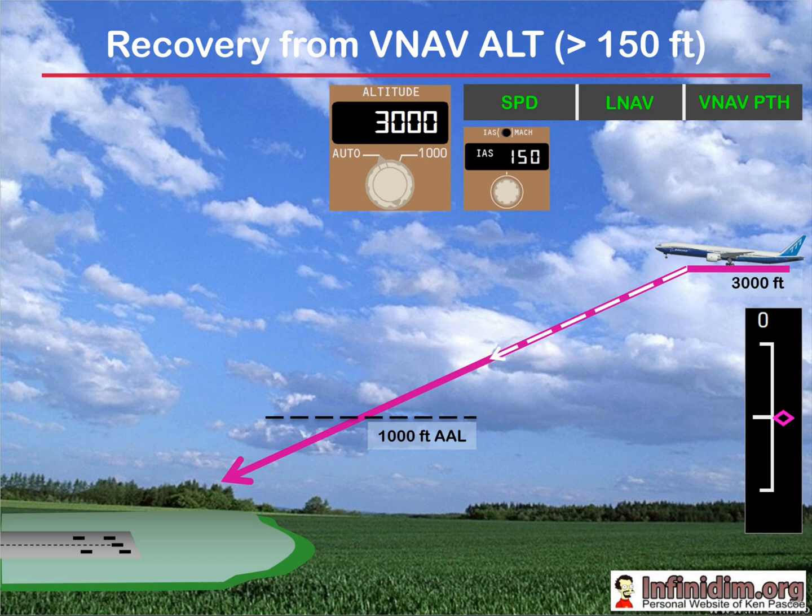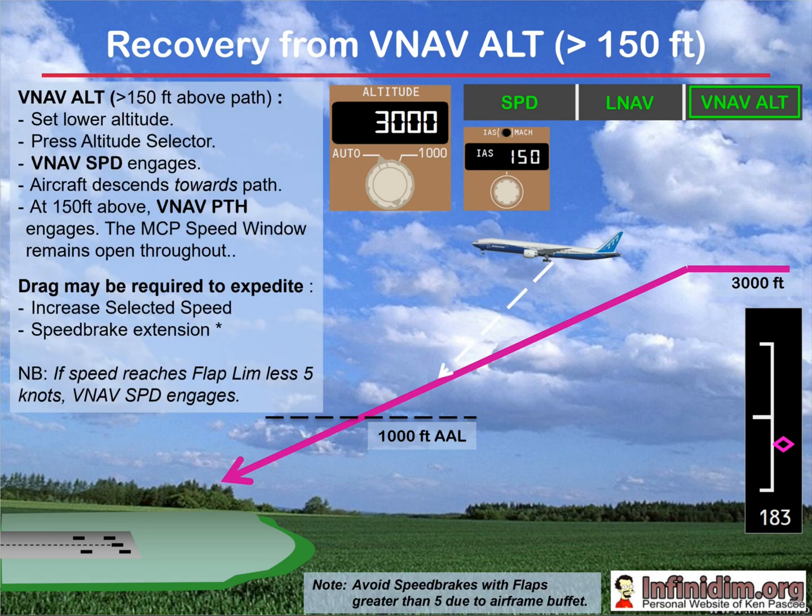If the VNAV ALT recovery is actioned after the aircraft exceeds path by more than 150 feet, this time VNAV speed engages. The autothrottle reduces towards idle and a basic descent towards the VNAV path is established at the MCP selected speed. Okay, so once again, on path configured, but we've forgotten to set the altitude selector to the next restriction. So VNAV ALT engages, the aircraft flies level, and we end up with an above path divergence by greater than 150 feet. The recovery procedure is as before.